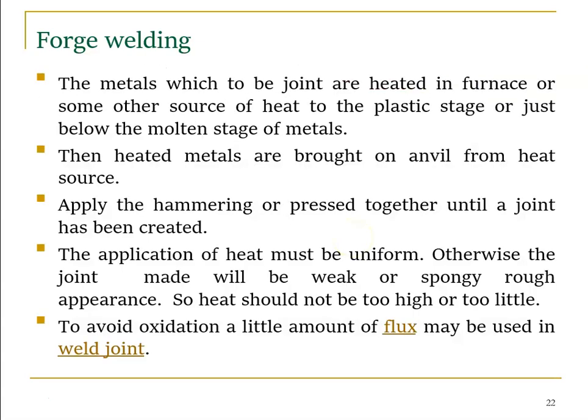So the metals which are to be welded are heated in a furnace or some other source of heat to the plastic stage or just below the molten stage of the metals. Then the heated metals are brought onto the anvil from the heat source. Apply hammering or pressure together until a joint has been created. The application of heat must be uniform, otherwise the joint may be weak or have a rough appearance. So heat should not be too high or too little. To avoid oxidation, a little amount of flux may be used in the welded joint.